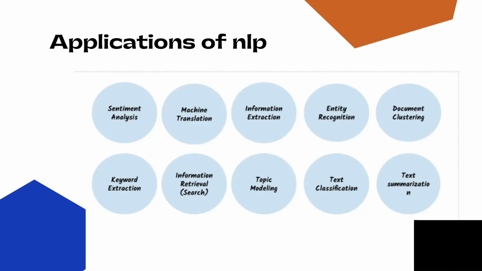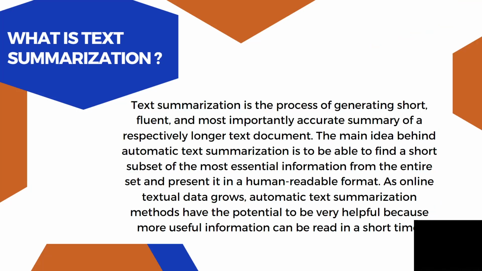So what is text summarization? Text summarization is the process of generating a short, fluent, and most importantly accurate summary of a relatively long text document. For example, everyone in today's technology era has to produce some kind of document online, whether it's a presentation, documentation, or even email. We often see that students need to produce large PDFs in front of their universities or colleges.